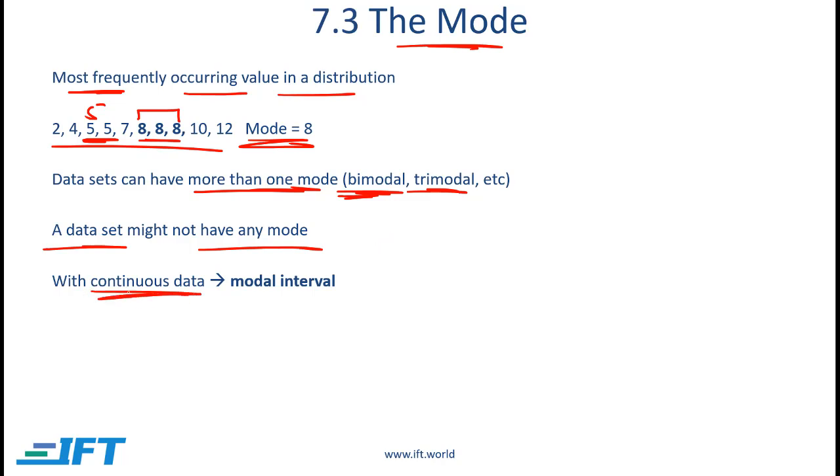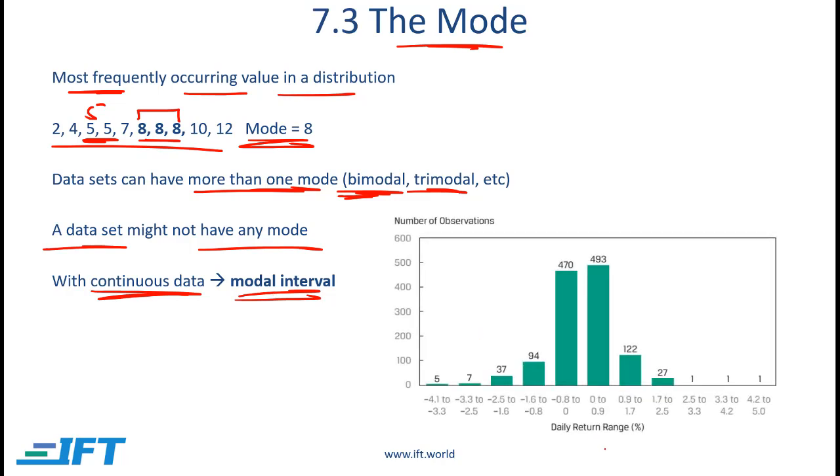When we deal with continuous data, such as stock return data, where the returns are measured in several decimal places, then it's quite likely that we will not have two returns that are similar. In this case, especially working with continuous data, it makes more sense to use a modal interval. And here is an example. We have some daily return data, and what we have done is divided the data into different ranges.